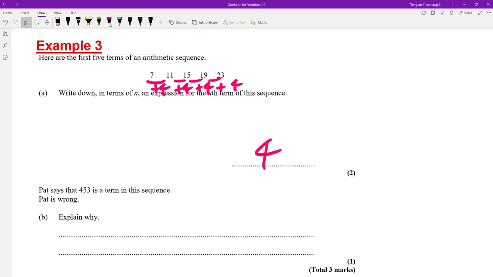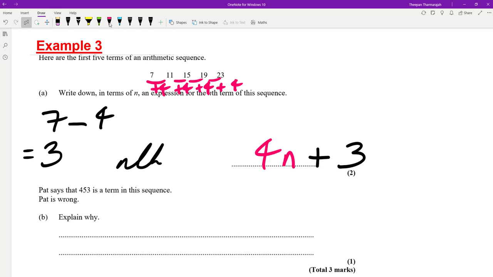So it's going to be 4n. Then we take our first term, which is 7, and do the opposite of the difference. So that's going to be 7 minus 4, which is 3. So we get 4n plus 3, and that's going to be the nth term of the sequence.